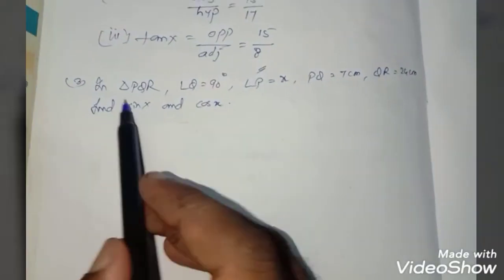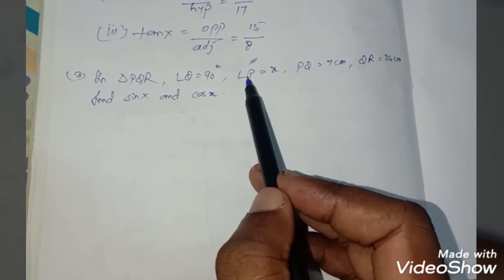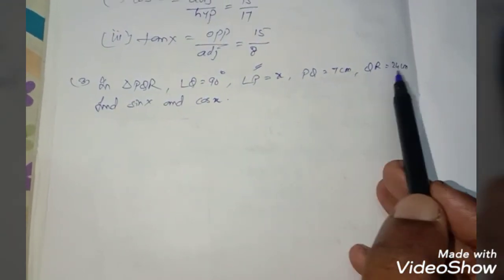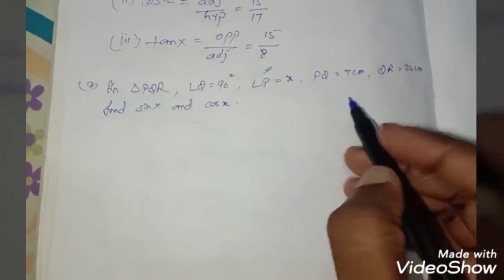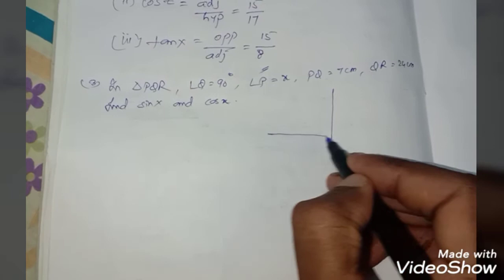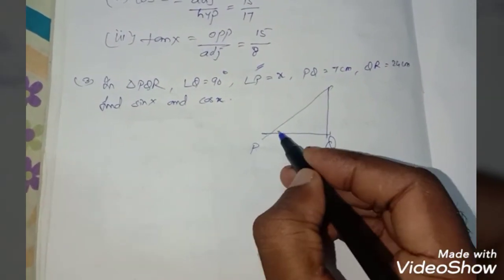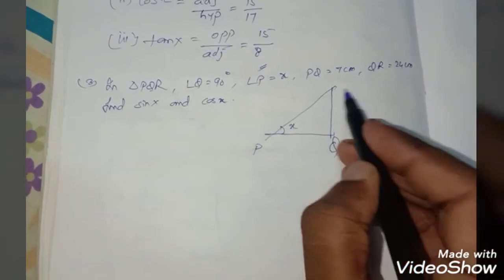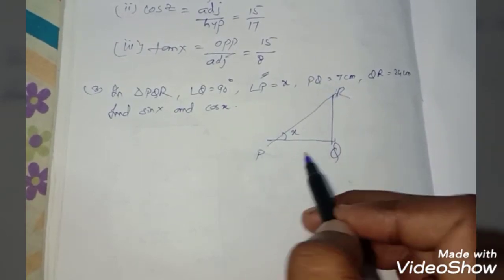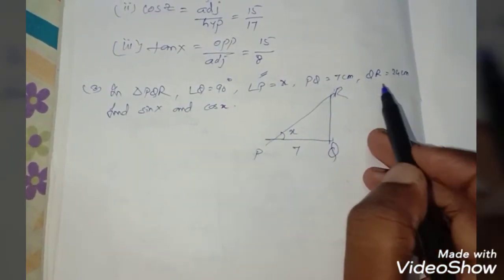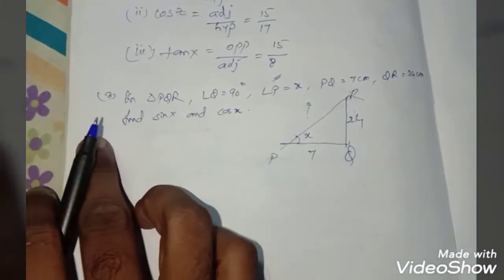Okay, now the third question: in triangle PQR, angle Q is equal to 90 degrees, angle P is equal to x, and PQ is given as 7 centimeters, QR is 24 centimeters. You have to find the value of sin x and cos x. As per your question, if I draw the diagram, here the right angle is Q, and angle P is acute, where angle P is x. If I name this as R, what are the measurements given here? PQ is the adjacent value, and QR is this one, that is 24. Next, you have to find the hypotenuse.